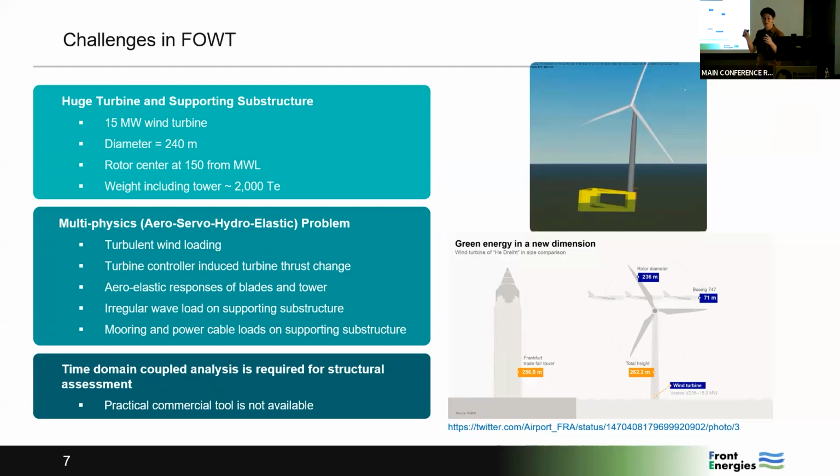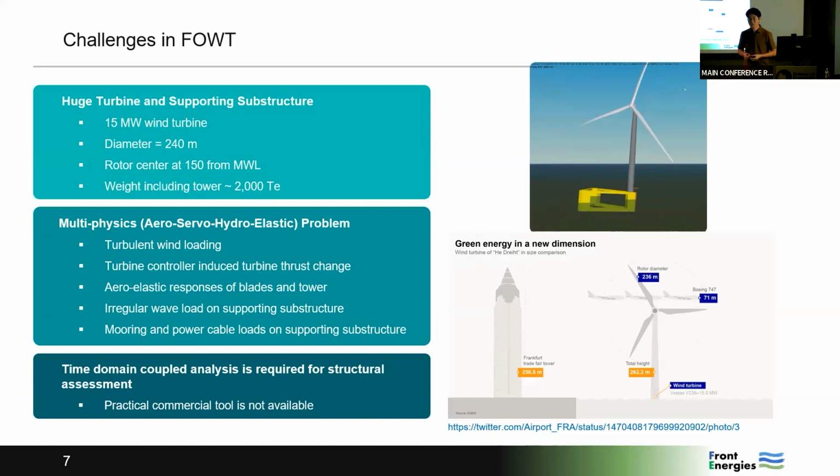The blade is very thin and long, so it is very flexible. Even the tower is flexible. So all of these are elastic body deformations. We need to solve this problem on the aerodynamic side, the servodynamic side, the hydrodynamic side, and the elastic behavior also. That's why the Rural Society and other turbine-related societies suggest how to solve this problem. They suggest the time domain: all the analyses should be time domain analysis.